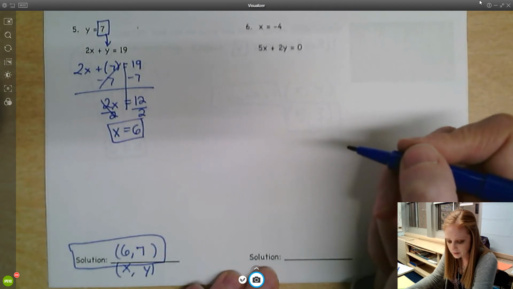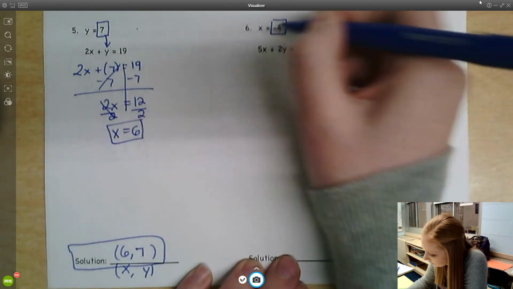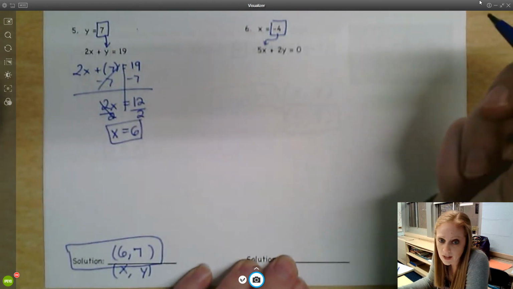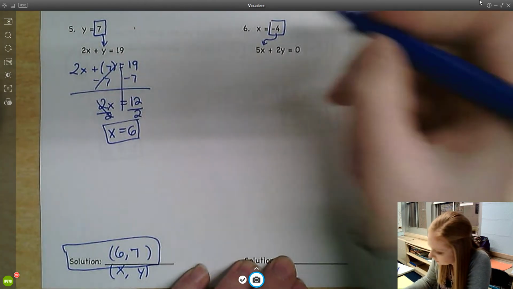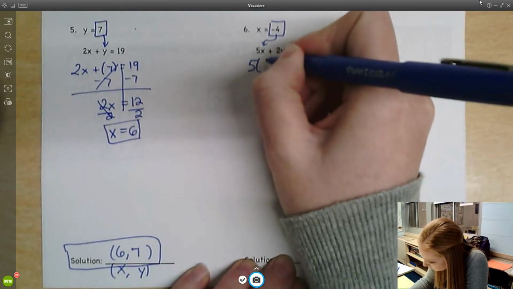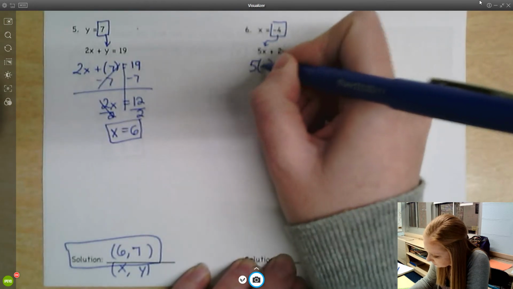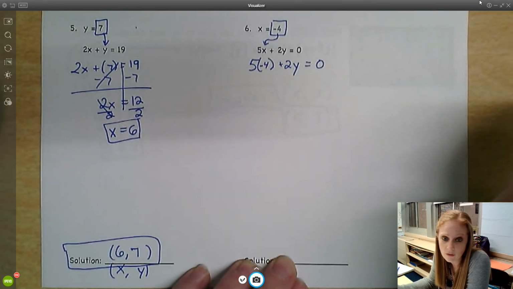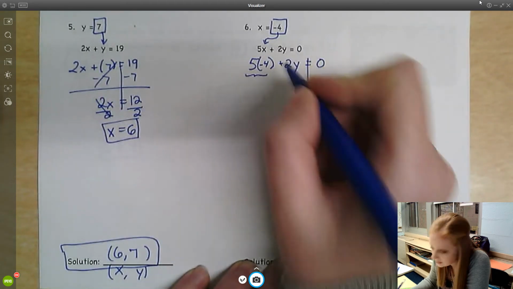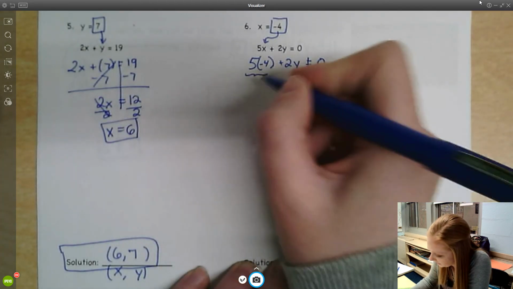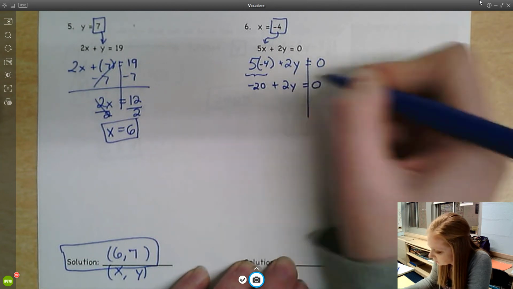All right, and number 6, we're given x equals negative 4. So let's take that negative 4 and plug it in for x in the second equation. So then we're left with 5 times whatever x is, plus 2y equals 0. Let's plug in negative 4 for x. Now let's solve for y. Let's simplify this first. 5 times negative 4 is negative 20, plus 2y equals 0.